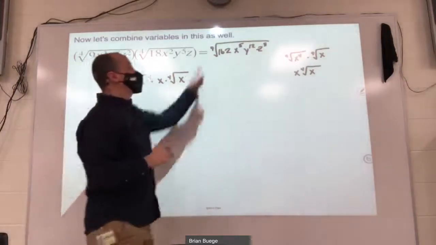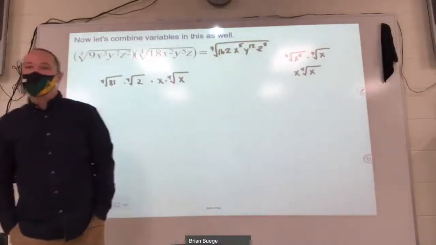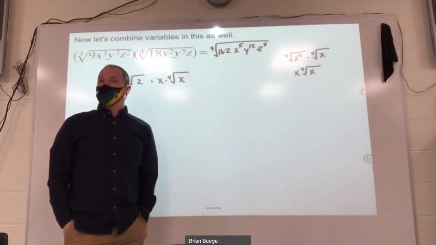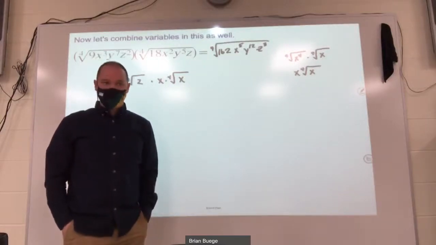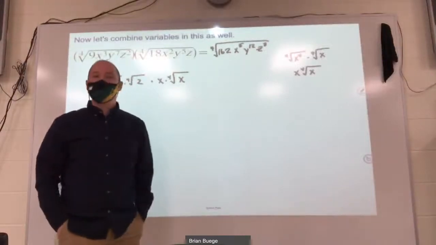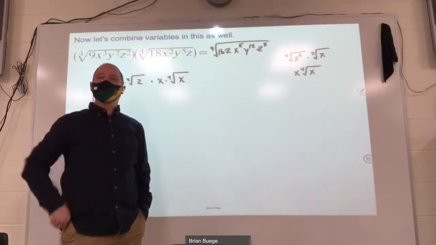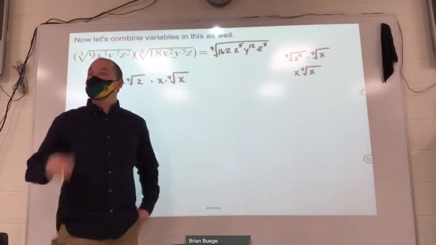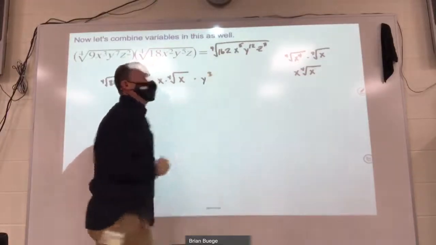Let's move to the y next. Now we're taking the fourth root of y to the 12th. What is the fourth root of y to the 12th? This one should go nicely, hopefully. What do you think on this one? What do I raise to the fourth power to get y to the 12th? Or how many times does 4 go into 12? So therefore, this would be y cubed.